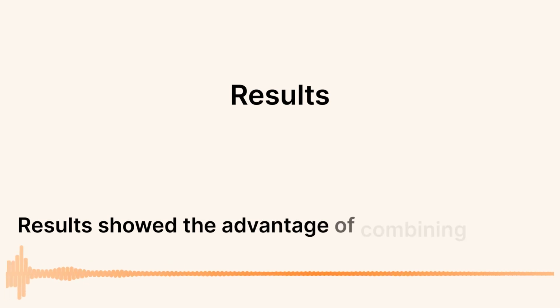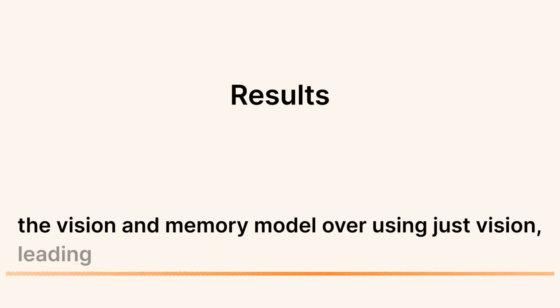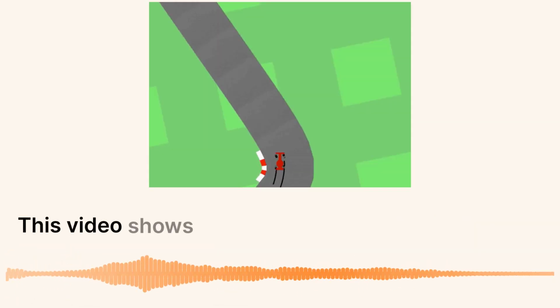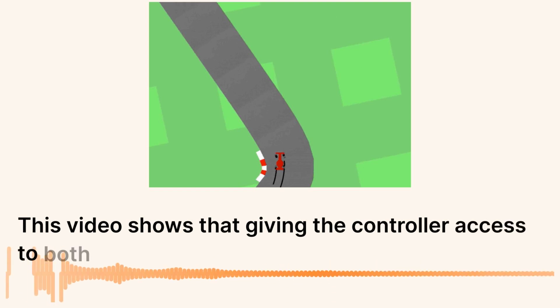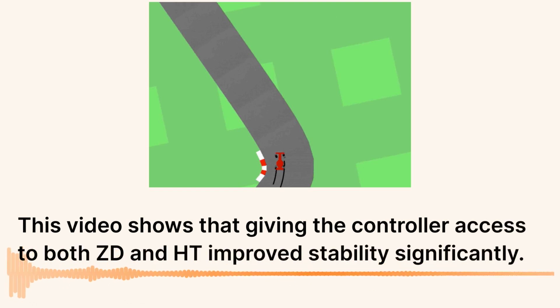Results showed the advantage of combining both the vision and memory model over using just vision, leading to more stable driving and better scores. This video shows that giving the controller access to both Z_t and H_t improved stability significantly.